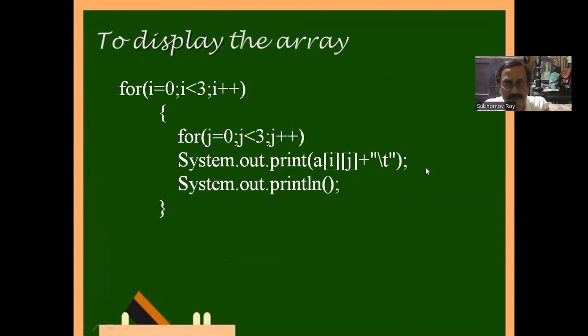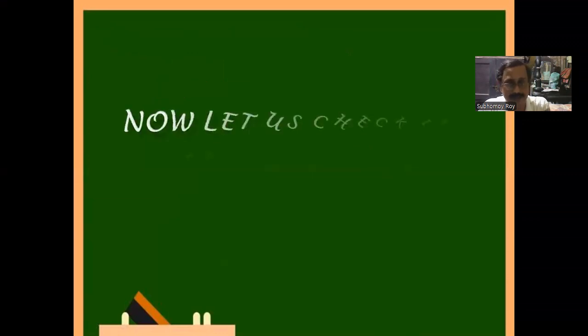So we will print the first row, then we will come down to the next line. This println is just like your pattern program given to bring the cursor down to the next line. We will go up again. Value of I will be 1. Now second row will be printed. Then thereafter third row will be printed. This is how to display the array. After accepting, how to display the array.